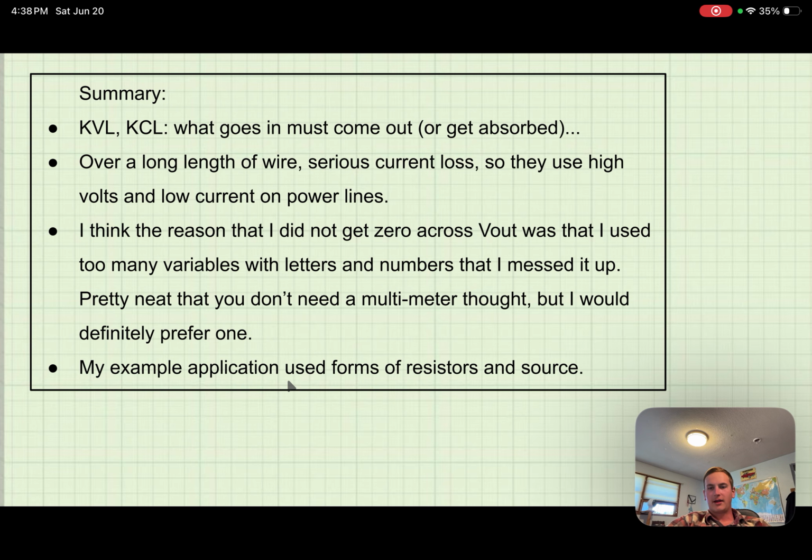Yeah, so my application with the ditch box is related back to the electricity because it used a form of resistors, which is, of course, the ditch box is resisting flow, and even the ditches themselves a little bit, and also use a power source or water in this case.